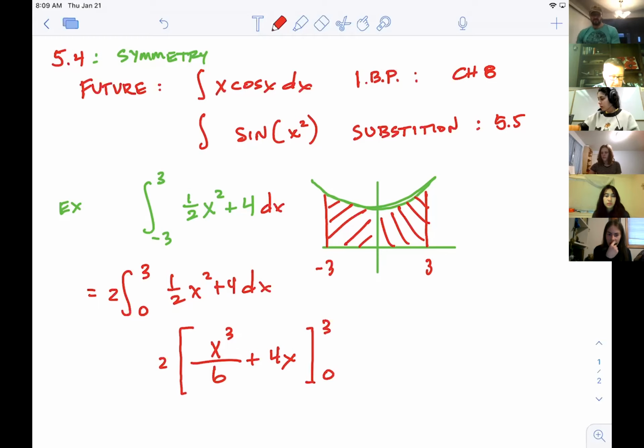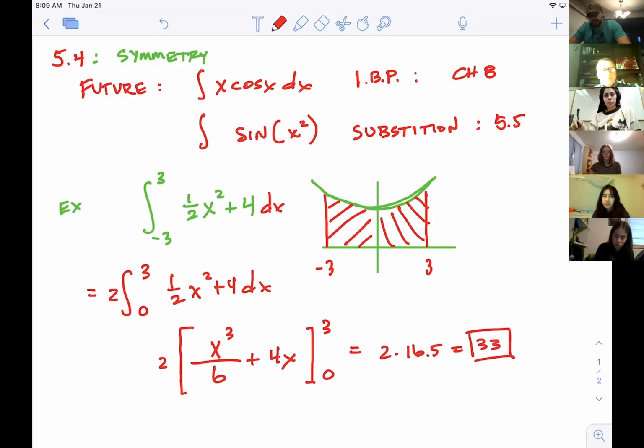So 3 to the third is 27 divided by 6 plus 12. I get 16.5. So that'd be 33. So we sort of got lucky. And again, I hope it isn't lost on you that we just found out the area under that curve, and this drove the ancients crazy. Keep in mind, if this was centimeters, that's 33 square centimeters. Exactly 33 square centimeters, meaning if you had 1 centimeter by 1 centimeter, that's what a square centimeter is, it would take exactly 33 of those to fill that space, even though it's curved.